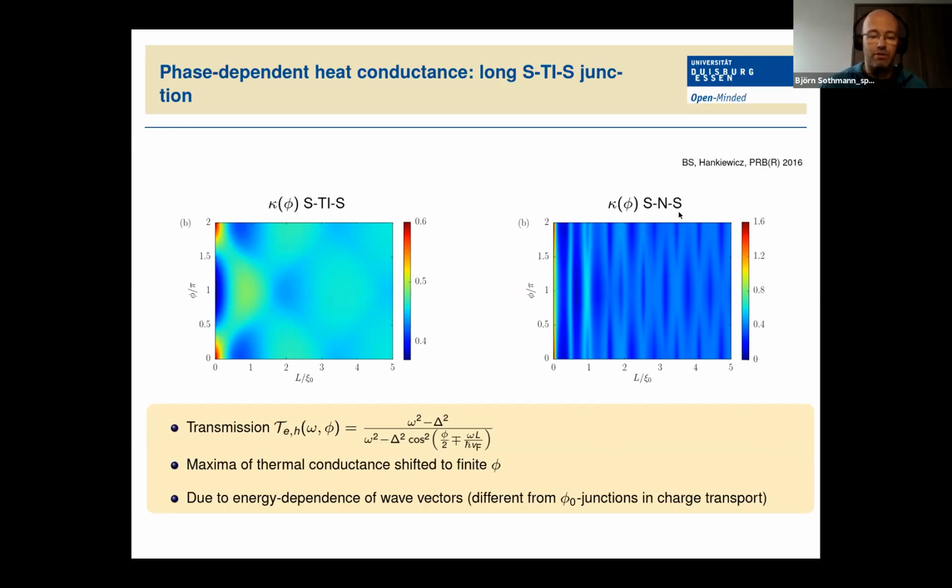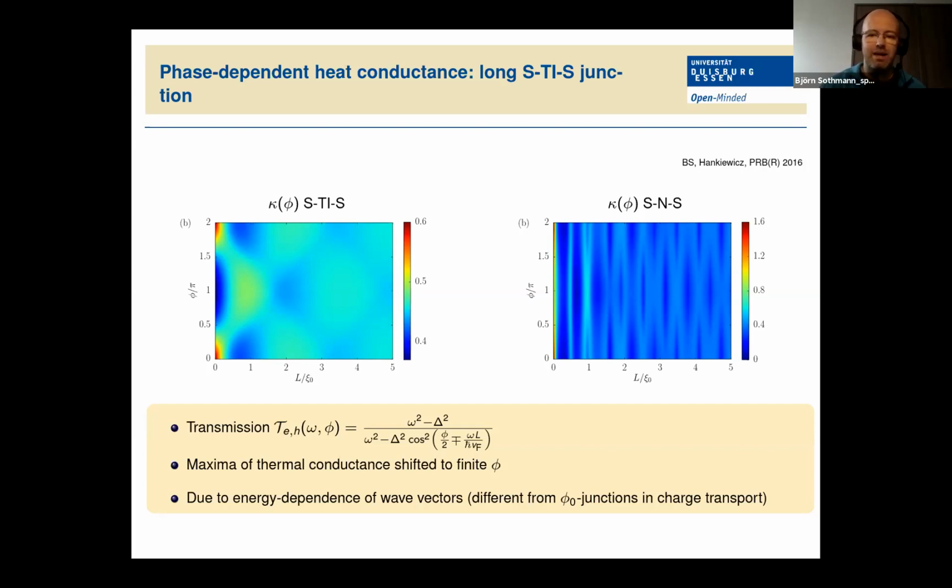There, of course, you also get some effects from the energy dependence of the wave vectors, but on top of this, you also get Fabry-Perot oscillations, because now the electrons can go back and forth many, many times inside the junction and pick up some additional phase. And the combination of these two things then gives rise to a rather complicated interference pattern that is also very sensitive to the detailed parameters that you choose.